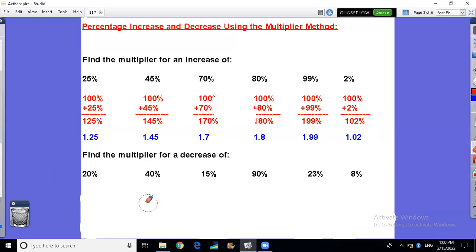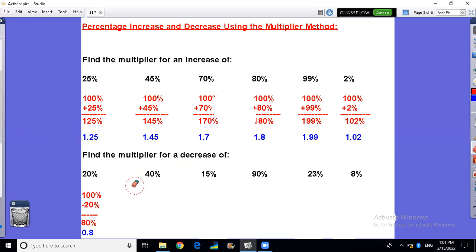We're going to go now to the next section of the video, which is finding the multiplier for a decrease. In the first question here, it was an increase, but the second is a decrease. So what are we going to do? Are we going to add to 100 again? No, we're going to subtract from 100. So here, decrease of 20%, we take it away from 100. So 100 minus 20 is 80, which is 0.8. This is the multiplier.